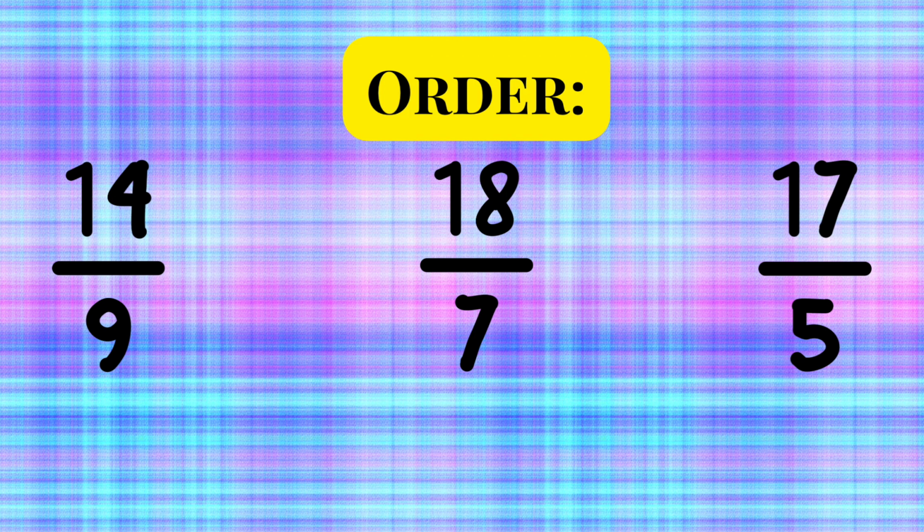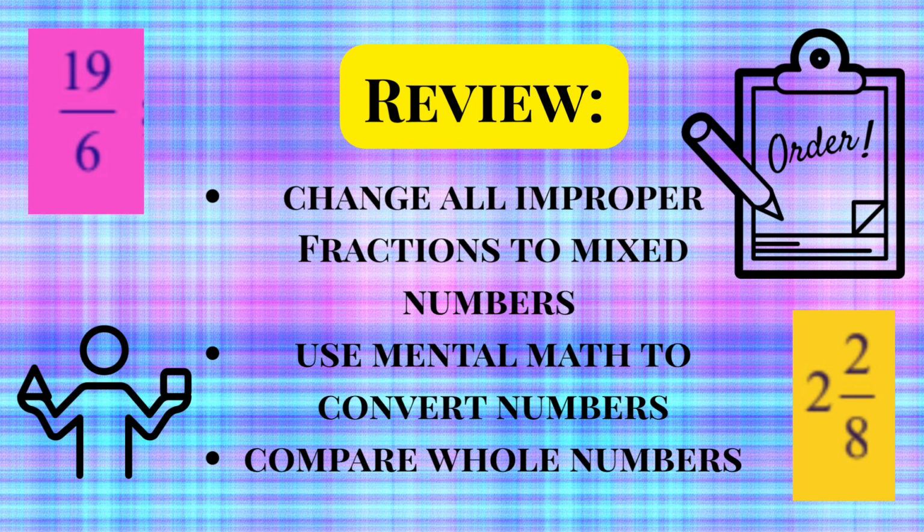Therefore, in ascending order, from least to greatest, we have 14 over 9, then 18 over 7, and finally 17 over 5. This is how we successfully order improper fractions by first converting them to mixed numbers using mental math to figure out how many full wholes we can make, and then comparing their whole number parts.